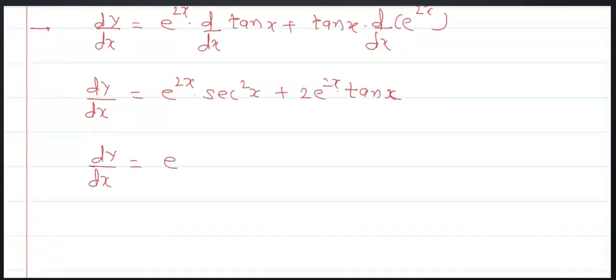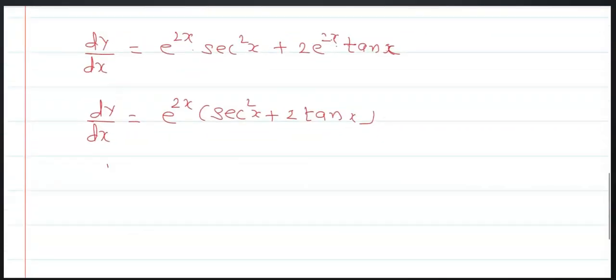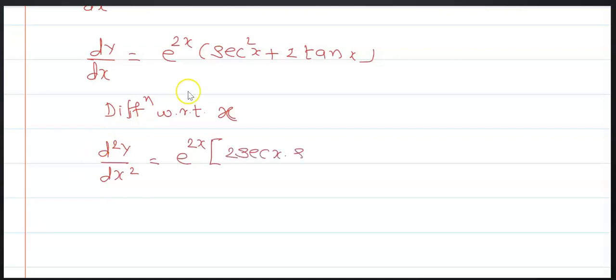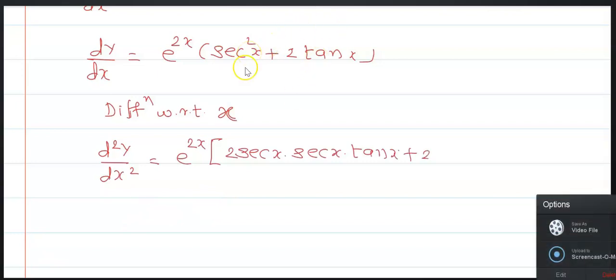Now we'll take e raised to 2x as common: sec squared x plus 2 times tan x. Now again differentiate this with respect to x. Therefore d2y by dx squared is equal to e raised to 2x times the derivative of sec squared x, that is 2 sec x into tan x. Now see this. What is the derivative of sec squared x? It is 2 times sec x into the derivative of sec x, which is sec x into tan x, plus 2 into the derivative of tan x. What is the derivative of tan x? It is sec squared x, that is plus 2 sec squared x.